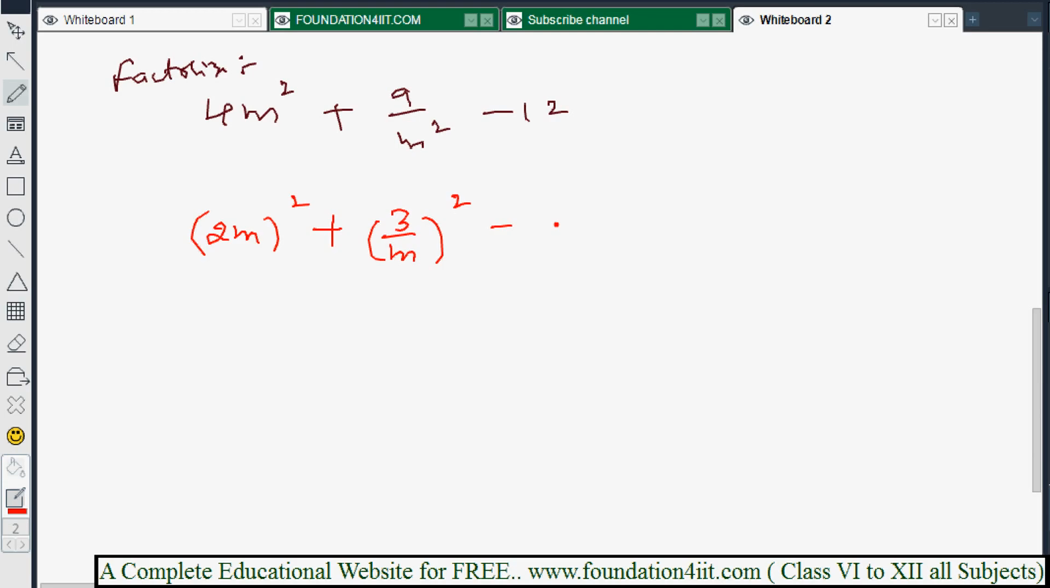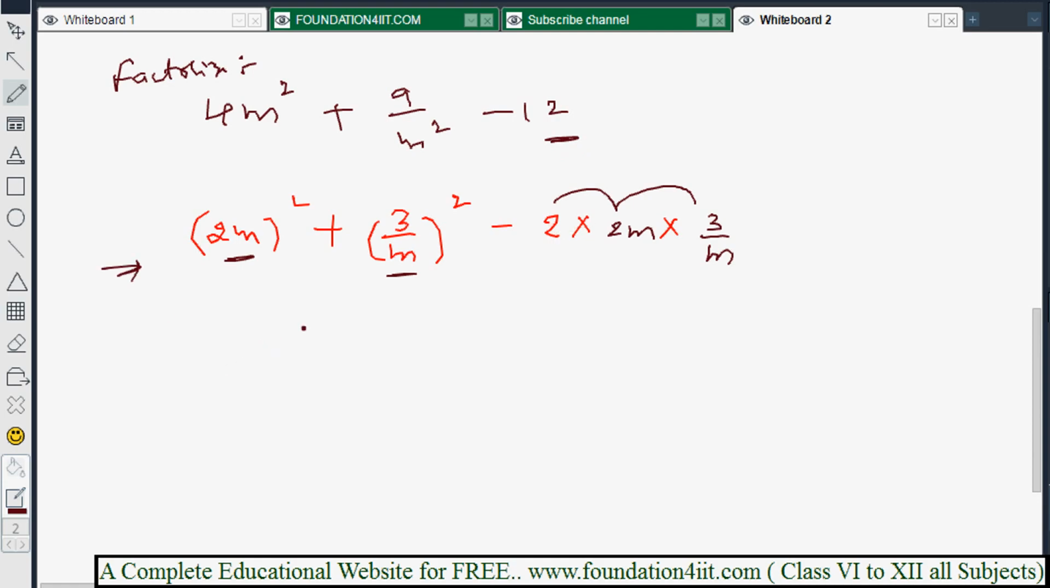Now we need 2 into a into b. So 2 into a into b. But a value is 2m. Okay, a value is 2m here, b value is this 3 by m. So 2m and this is 3 by m. Is it same here? Actually m, if you cancel, 2 twos are 4, 4 threes are 12. Same exactly. That's it. So you can apply the formula.